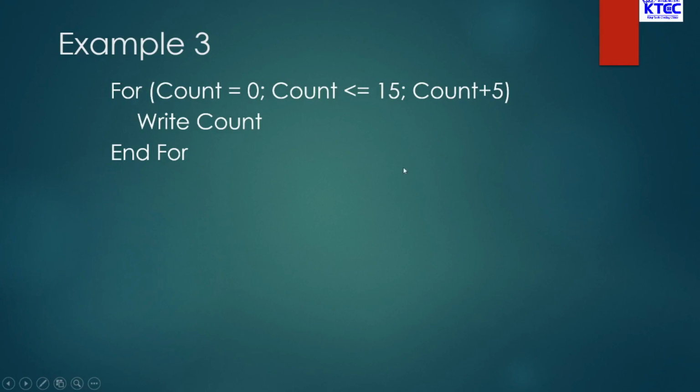In the third iteration, 5 will be added to 10, making it 15. 15 is less than or equal to 15. Yes. So it will end there because we don't exceed 15. The limit is up to 15. So we end there, and then we display 0, 5, 10, 15, and that ends the program. That is that.